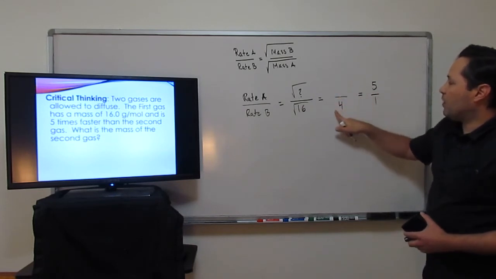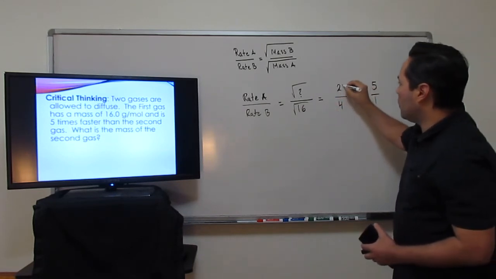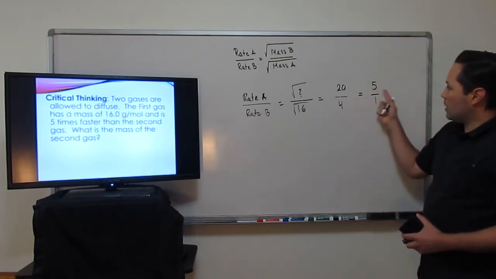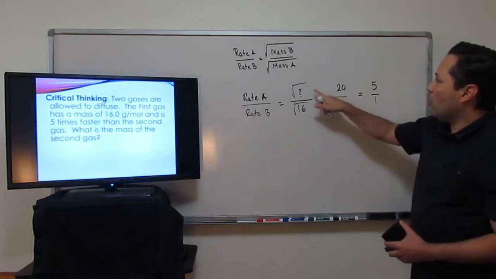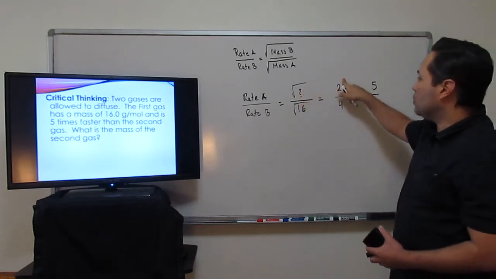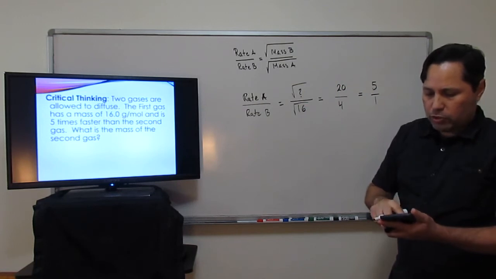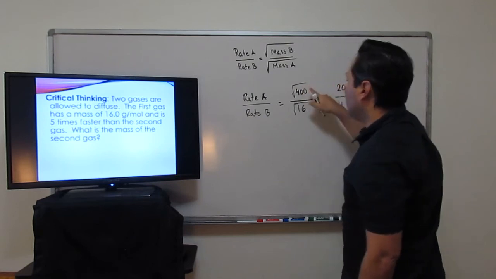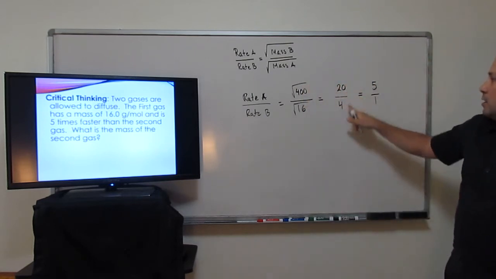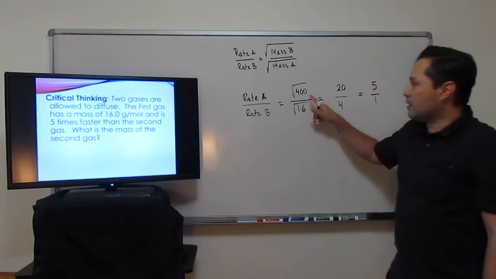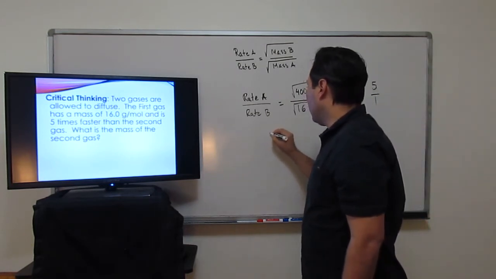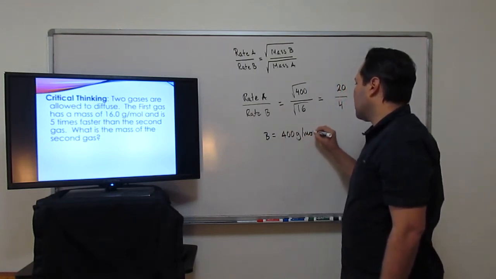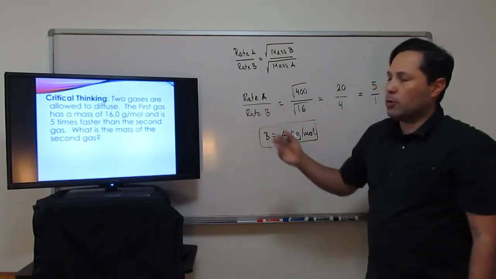Alright, so what number divided by 4 will give me 5? The answer for that is 20. 20 divided by 4 will give me 5. So you see how these two expressions are the same. Now, square root of what number will give me 20? To go backwards, we just square it. The answer for that is 400. Square root of 400 will give me a 20, and the 20 divided by 4 will give me a 5. So that is our answer. The molar mass of B is 400 grams per mole. And that's our answer for our critical thinking problem.